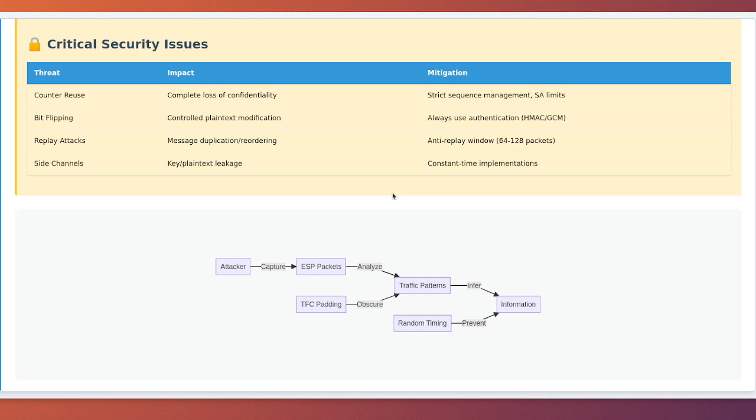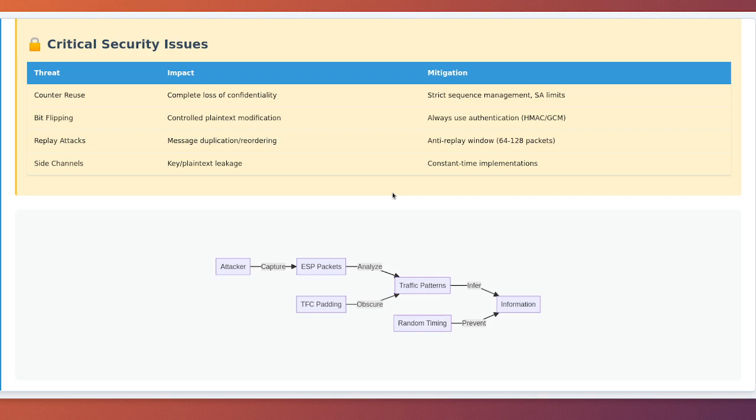The quality of random number generation is crucial for security. The nonces and IVs used in CTR mode must be unpredictable to prevent certain attacks. Weak random number generators have been the downfall of many cryptographic systems. Modern implementations should use hardware random number generators where available or cryptographically secure pseudo-random number generators seeded from multiple entropy sources.